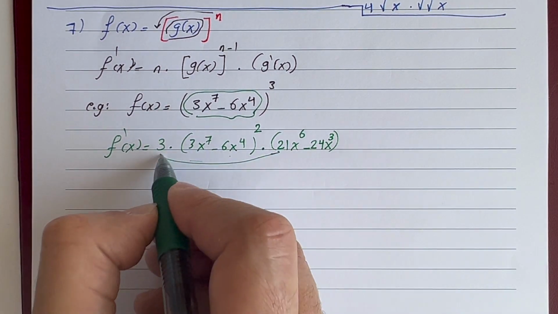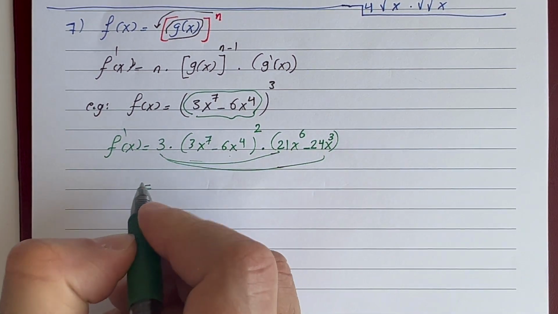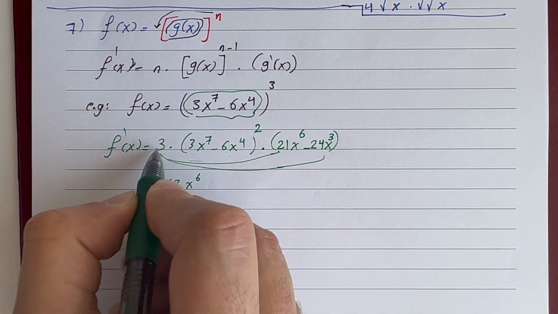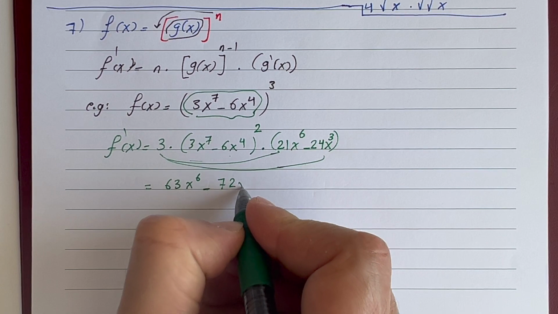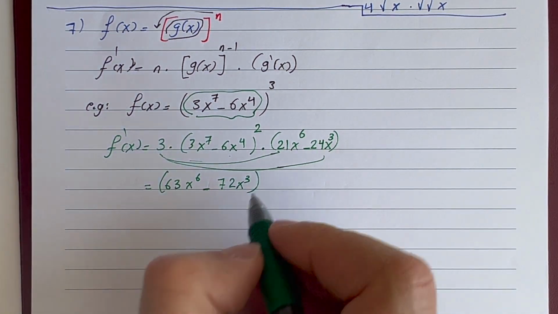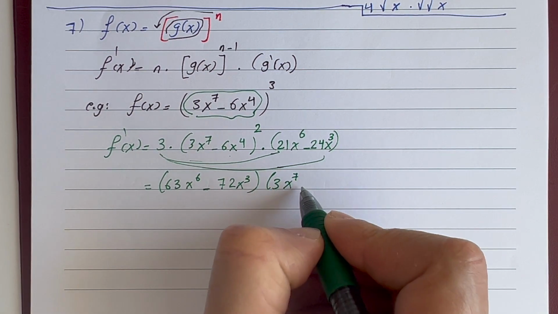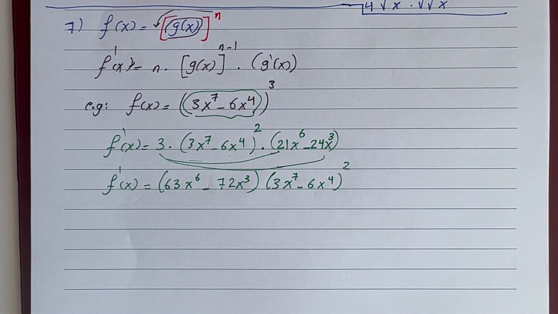You can do the distributive property here if you want. I wouldn't, but if you want to continue, you can do 3 times 21 is 63, x to the power 6. 3 times negative 24 is negative 72, x to the power 3. Don't forget the parentheses. And now we write this other bracket at the end. That's all. I cannot simplify more than this. This is the simplest form.